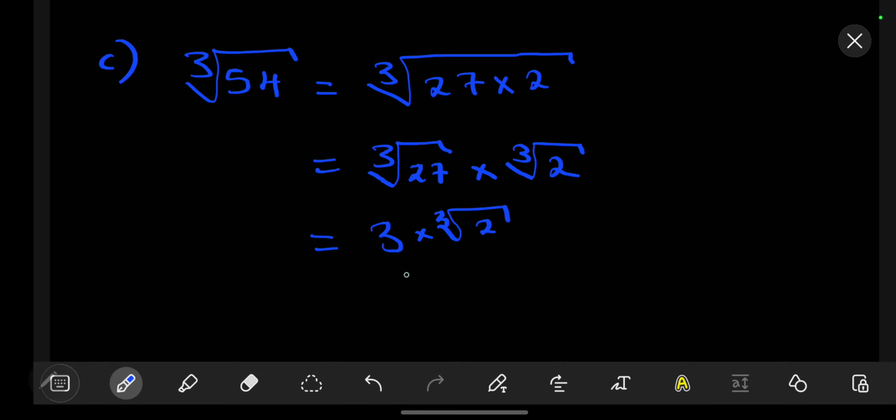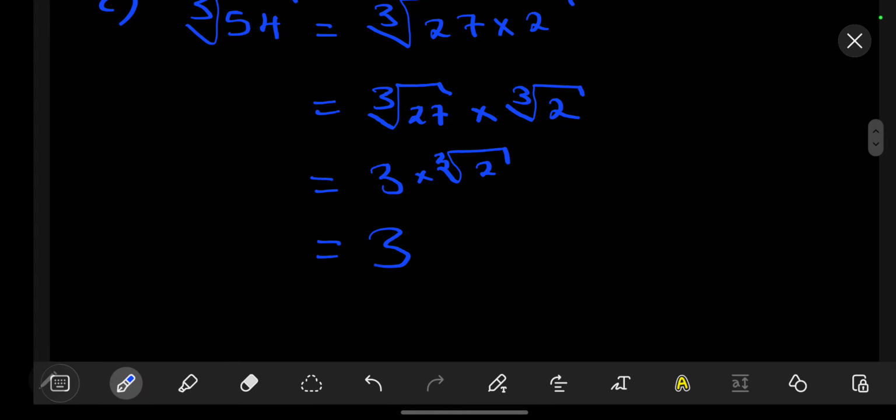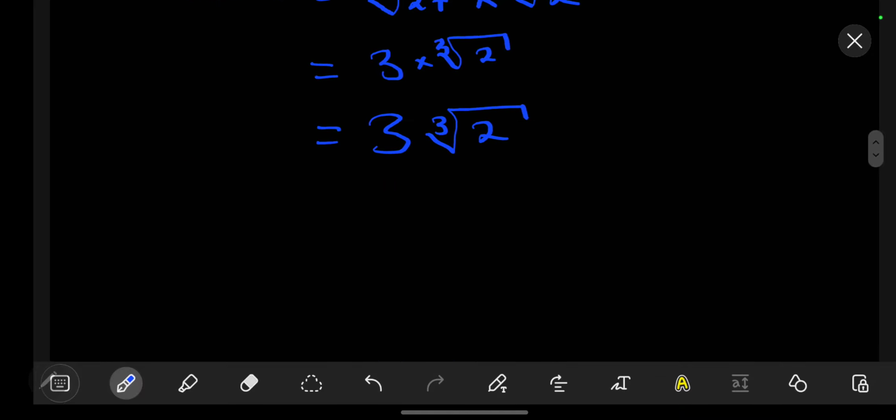Then we are going to combine them. So 3 times the cube root of 2 will just be 3 with the cube root of 2. So we have simplified that one. Let's try also another cube root.